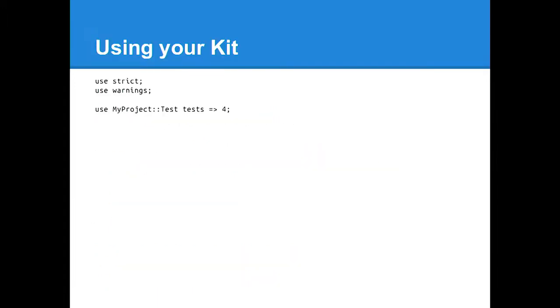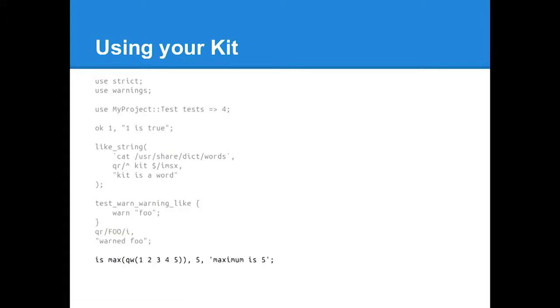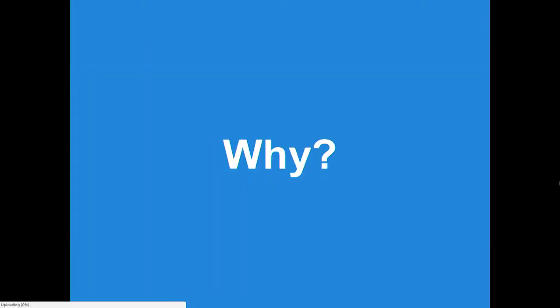And use it just like you'd use Test::More, Test::Most, any other sort of base testing framework that you would use. So you can pass in the number of tests and that'll produce a plan in your TAP output. And then you get to use all of the functions that you've included in your kit. So, OK, like string, test warn, warning like, which is the renamed one, max, min, whatever you've imported.